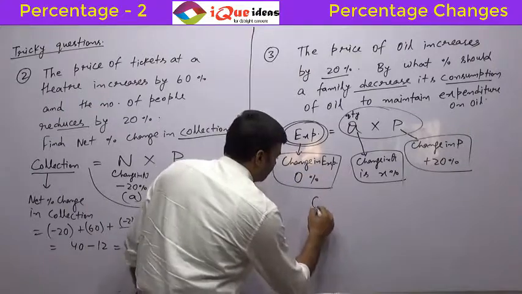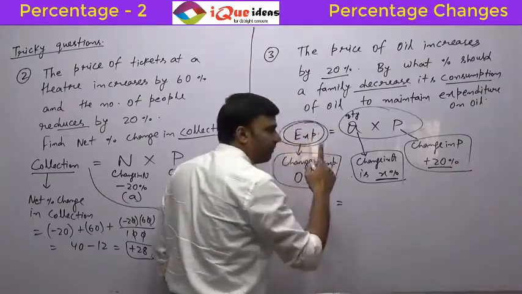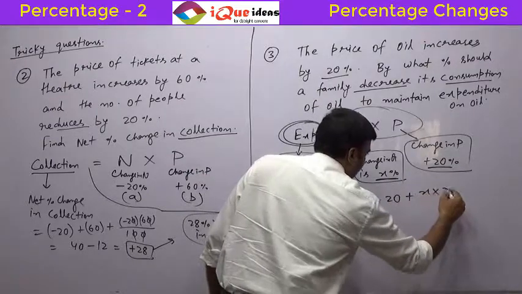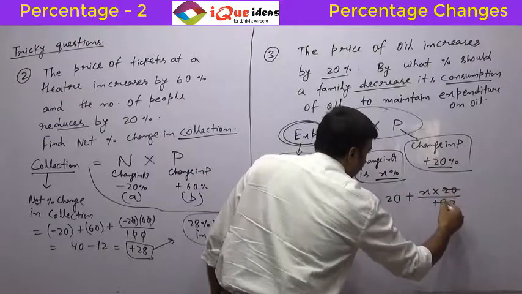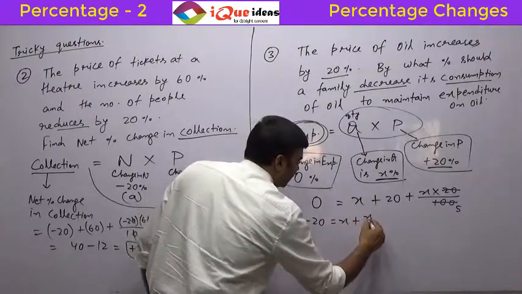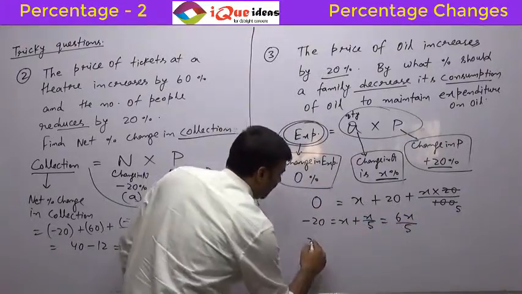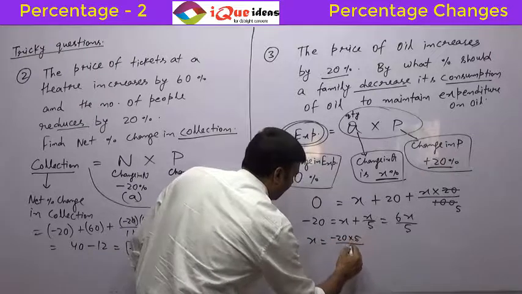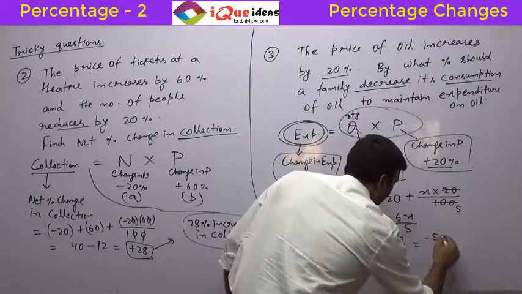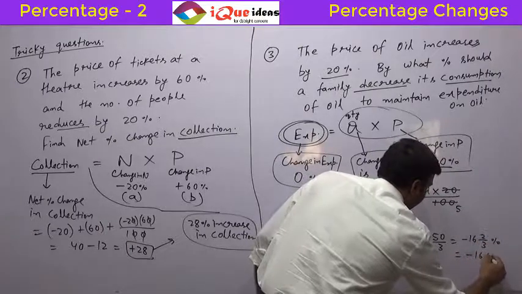So the change in expenditure, which is 0, is equal to the successive change of X and 20. Now, how would you write the successive change of X and 20? You apply the formula A plus B plus AB by 100. So X plus 20 plus X into 20 upon 100. 20 cancels 100 5 times. This 20 comes to this side, becomes minus 20, equal to X plus X by 5, which is 6X by 5. Alright. So X is equal to minus 20 into 5 upon 6, that is minus 100 upon 6, which is minus 50 upon 3, that is minus 16 2 by 3%, or minus 16.66%.